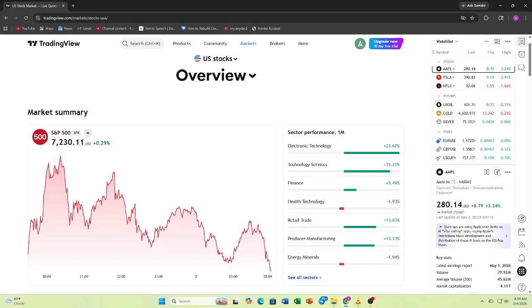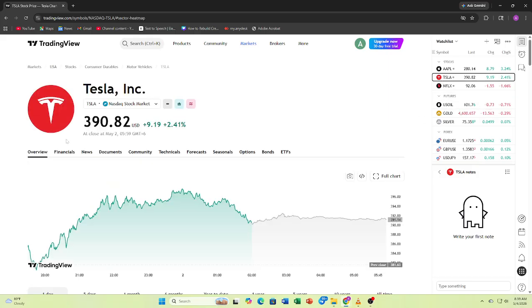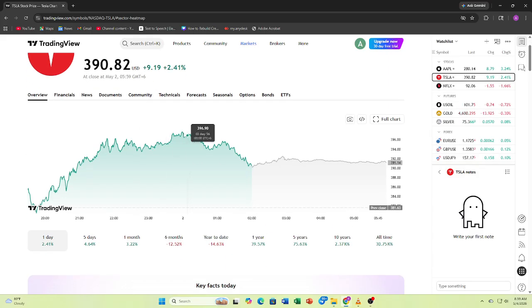Now, this is your main chart. Each candle shows price movement. Green means price went up, and red means price went down. Next, check the overall trend. If the market is making higher highs and higher lows, it's an uptrend. If it's making lower highs and lower lows, it's a downtrend.